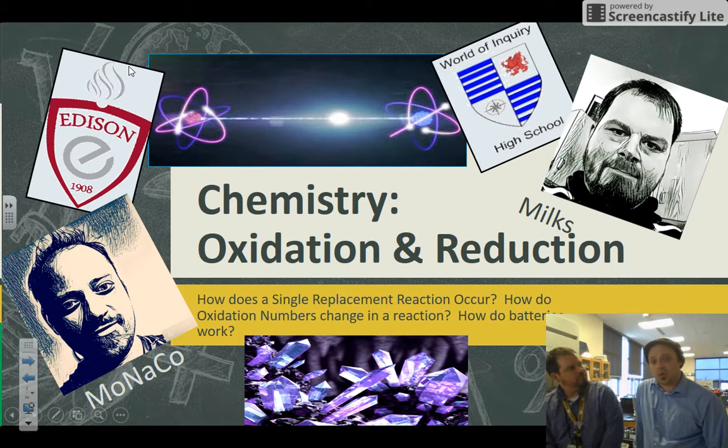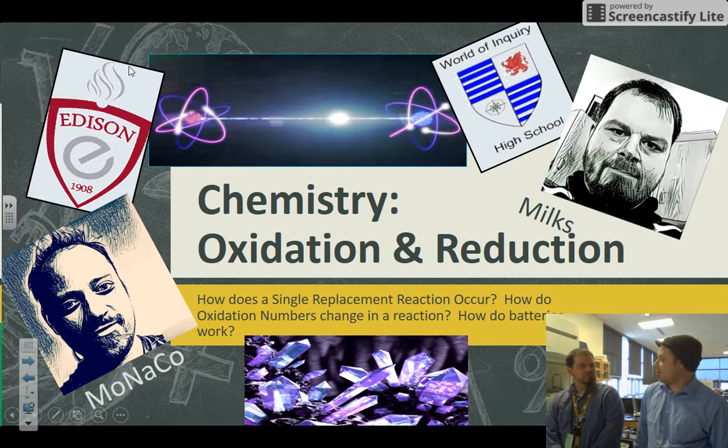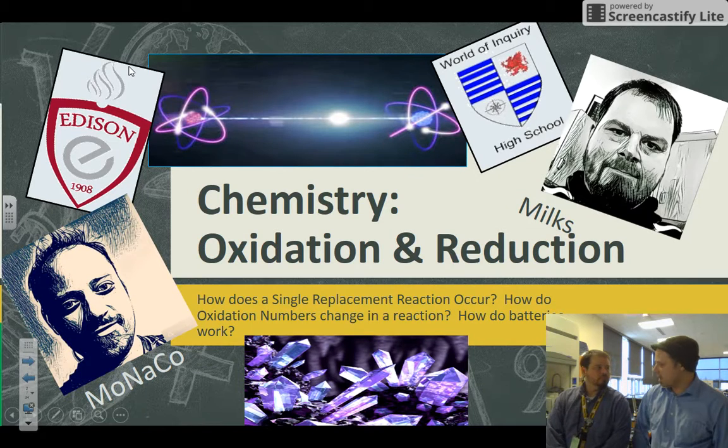So we're hitting up a unit called oxidation and reduction. We're going to refer to it as RedOx. RedOx, that's the slang. All the time, RedOx, RedOx. And in this unit, we're going to be reviewing some concepts about charge cancellation technique, assigning oxidation numbers.